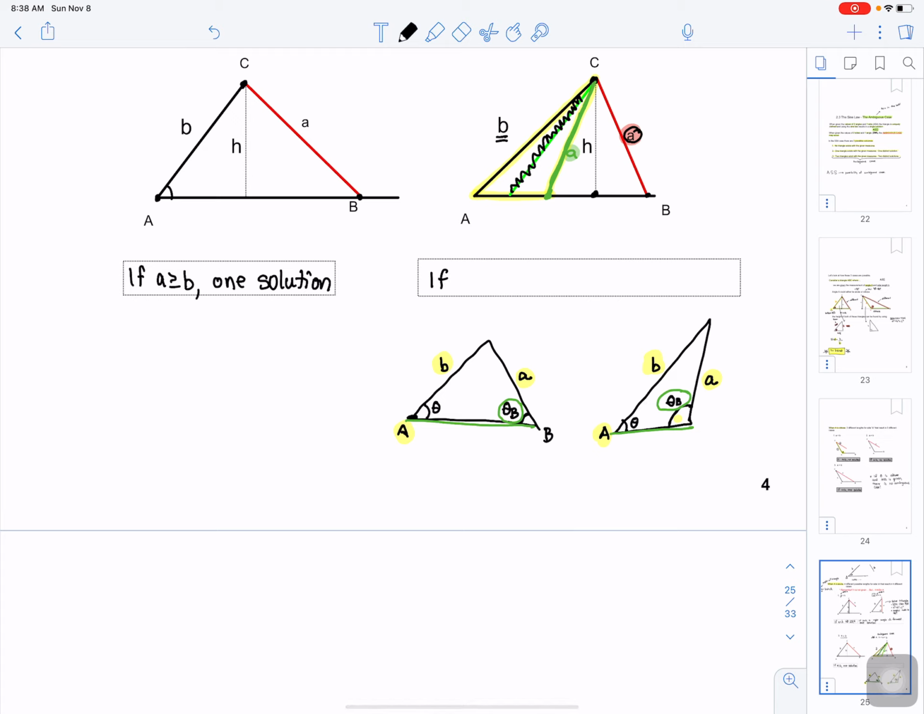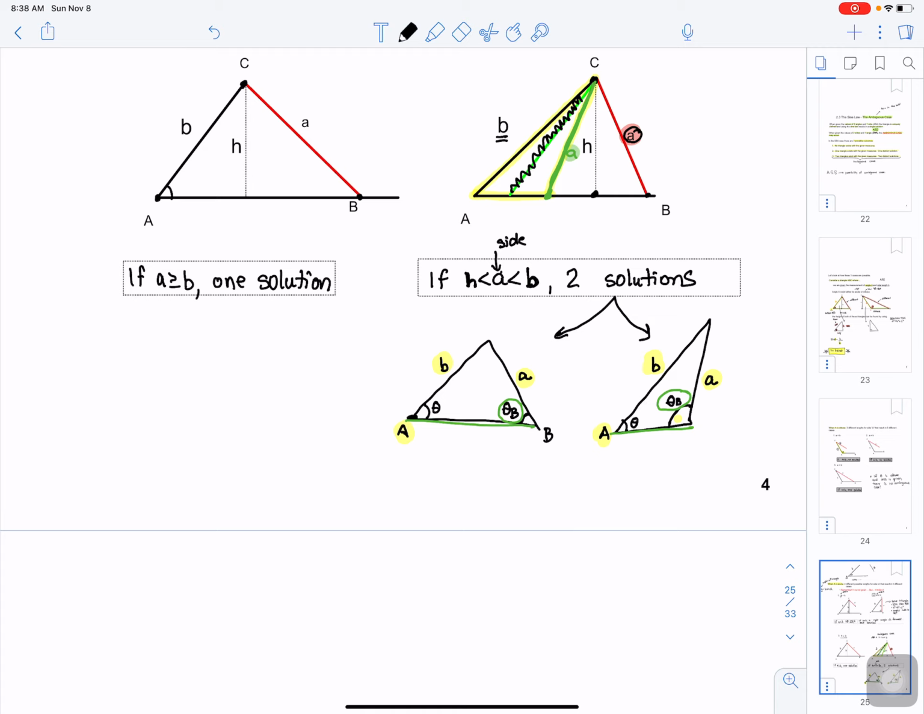So if H is less than A, let me write this down and then I'll talk about it. My side A is greater than my side H, but smaller than my side B. We get two solutions. And my two solutions are exactly what I've shown here.